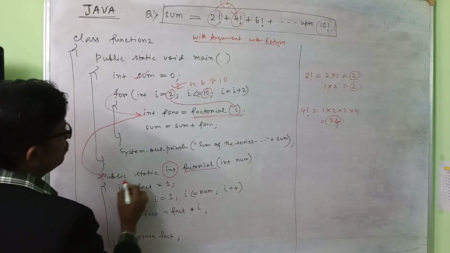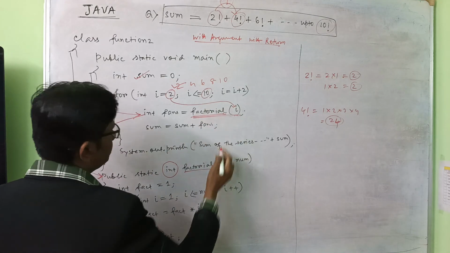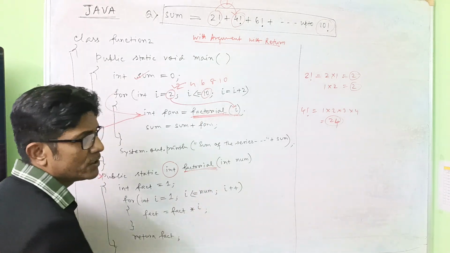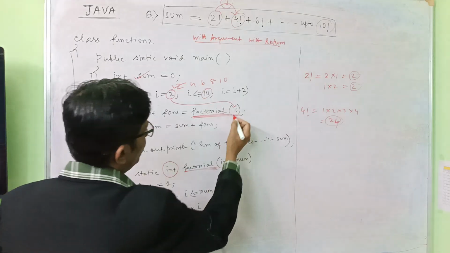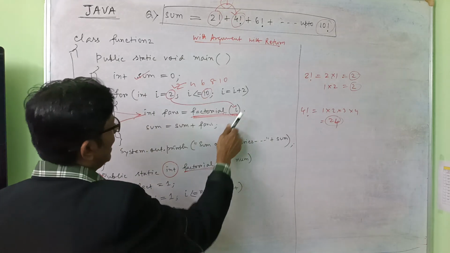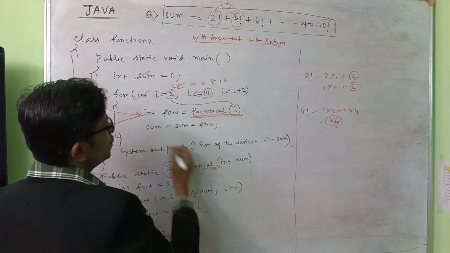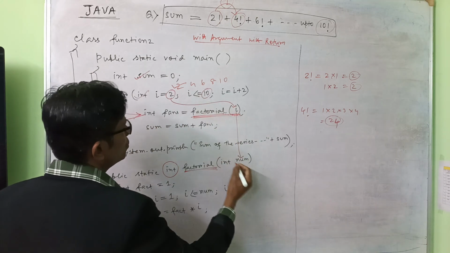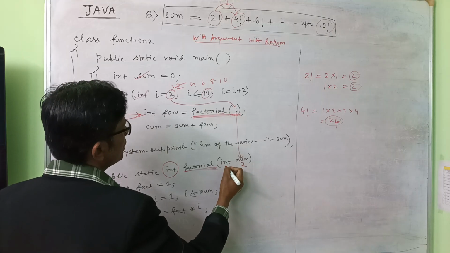And this line, you check the name of the factorial function: factorial. It is written exactly the same. Do not change this. How many arguments? One argument, int i, integer type. So this is being copied here. What is the value? 2. This is 2. It is also integer type.